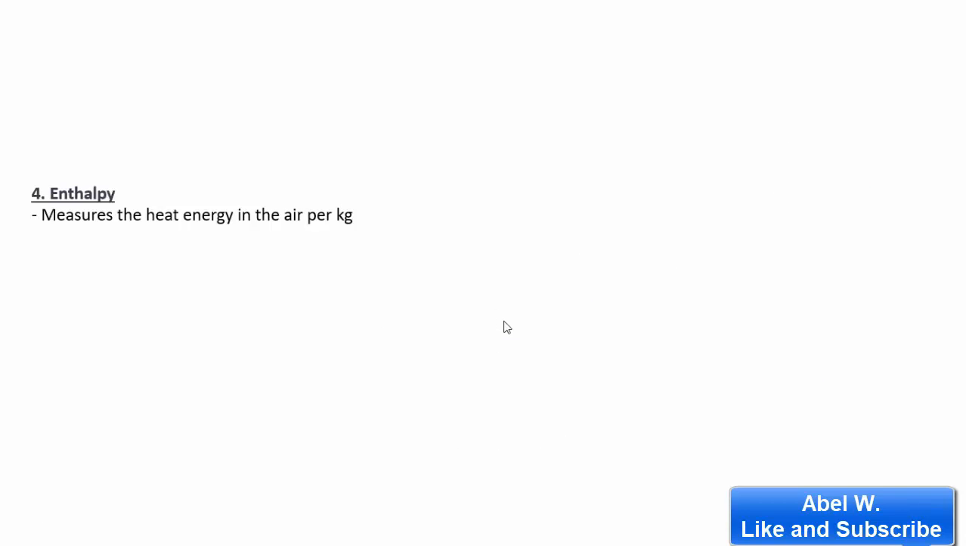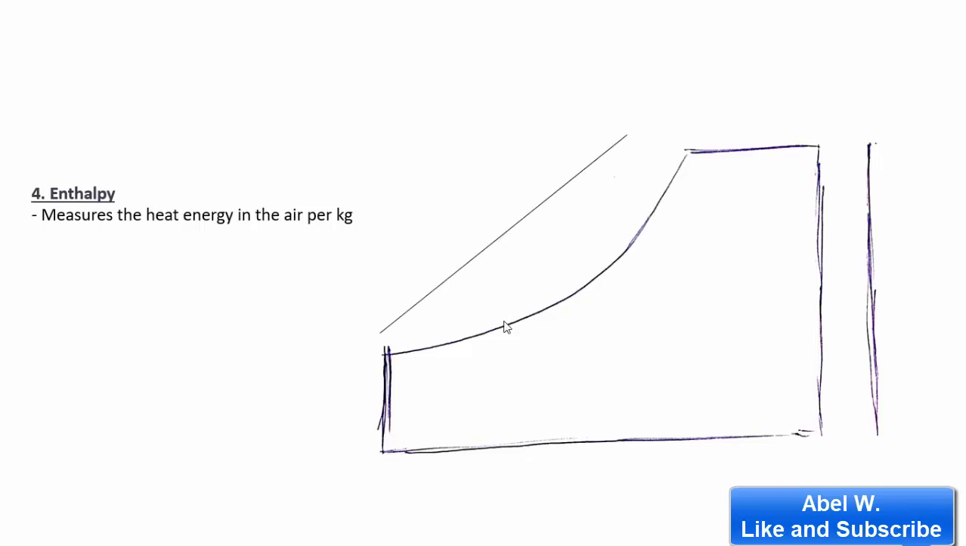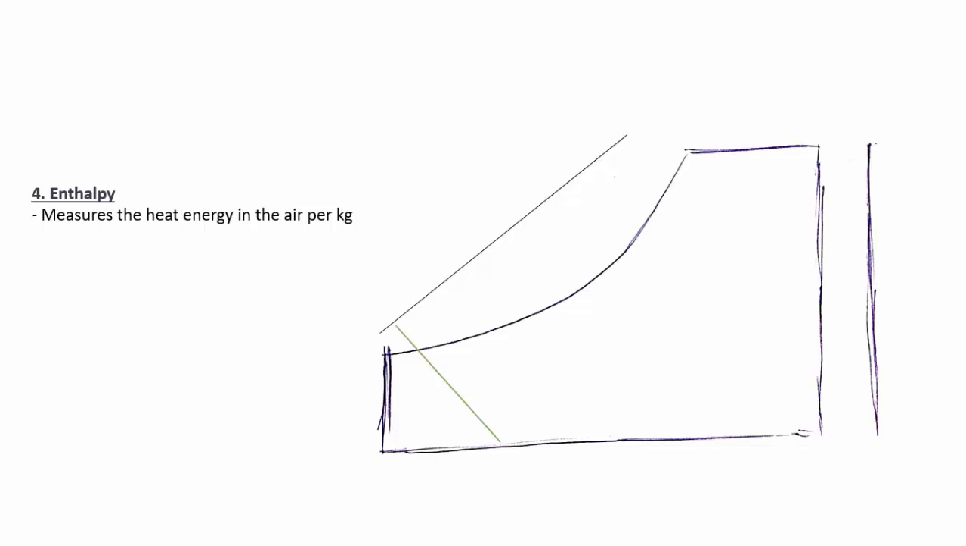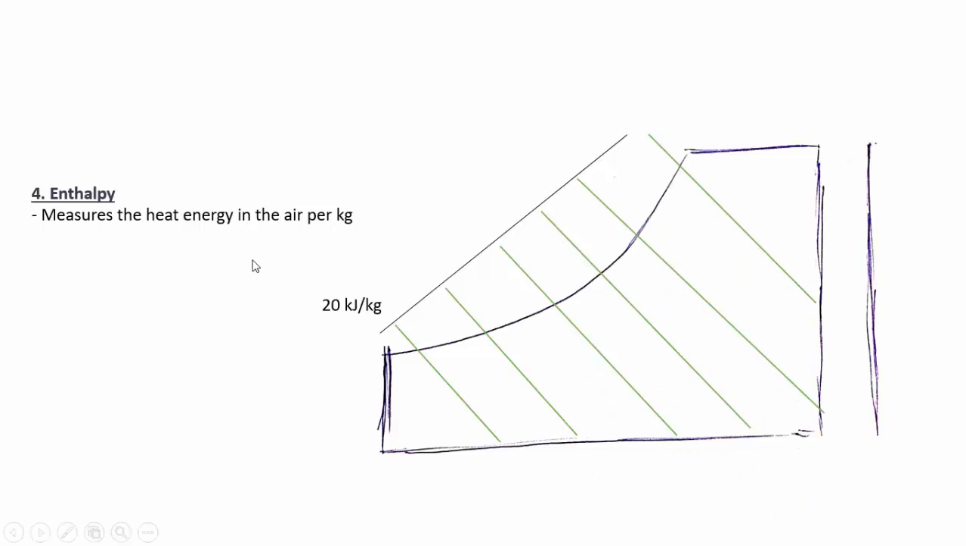And the other is enthalpy, which measures the heat energy in the air per kilogram. So here the enthalpy is represented. The enthalpy, like the wet bulb temperature, is represented with inclined lines. The enthalpy and the wet bulb temperature lines are parallel. So if you extend the wet bulb temperature line to this line, then you will find the enthalpy. These are the lines that represent the enthalpy. Then the values of the enthalpy are placed on this horizontal line.